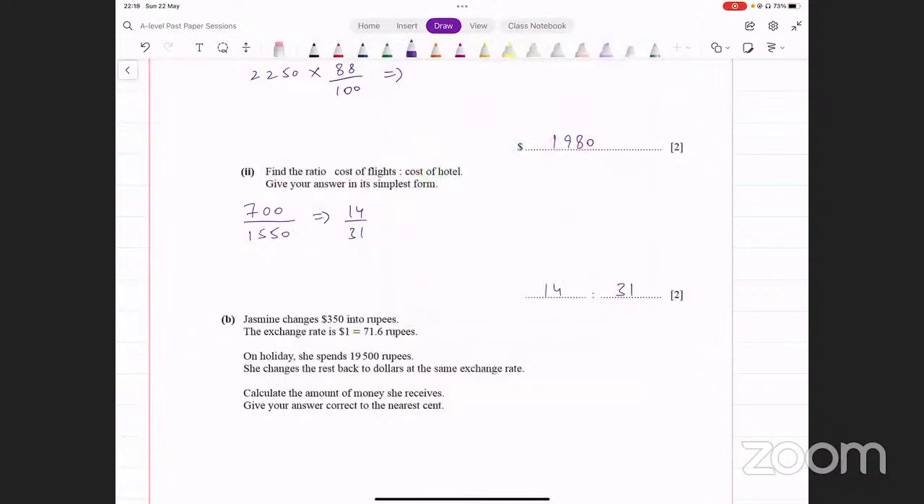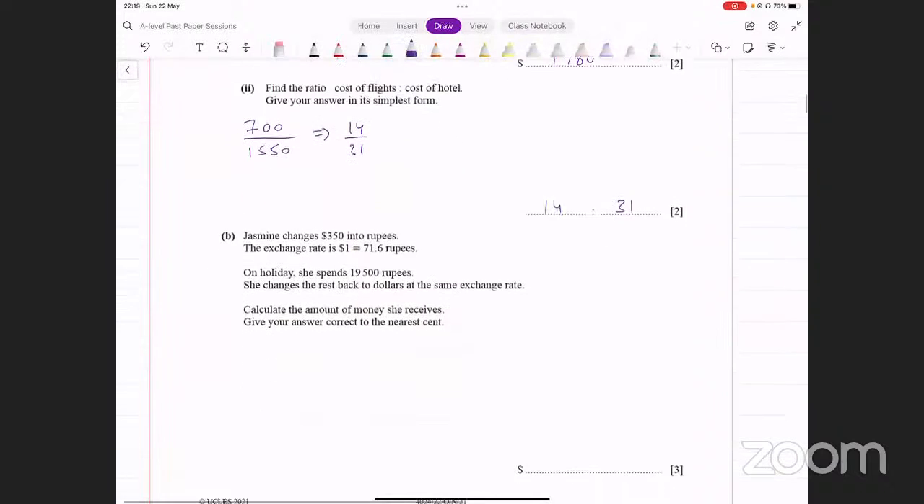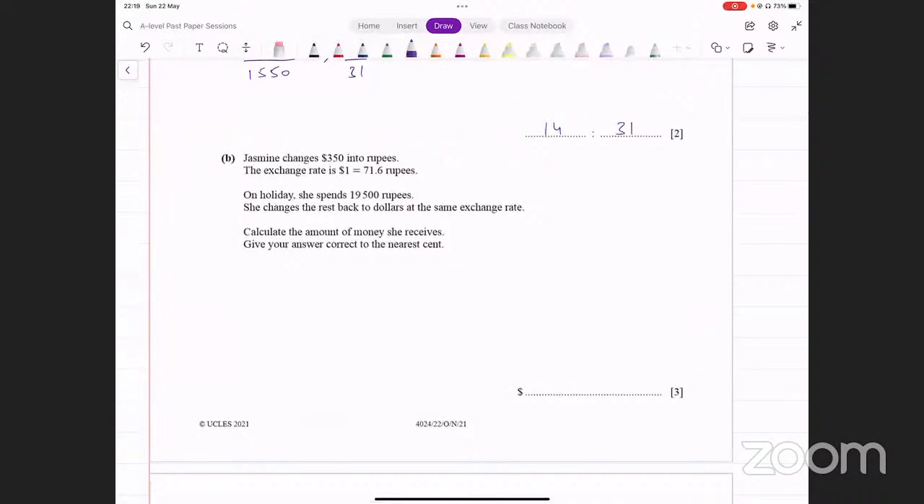Okay. Okay, let's move on to the next part. Now it says Jasmine changes $350 into rupees. The exchange rate is $1 to 71.6 rupees. ये उसने exchange rate दिया हुआ है आपको. Now on holiday, she spends 19,500 rupees. Okay, so out of these $350 जो उसने convert किए थे rupees के अंदर, उसमें से उसने 19,500 rupees spend कर लिए. Now she changes the rest back to dollars at the same exchange rate. तो बाकी जितने भी rupees में उसके पास जितने बच गए, उसने वापस dollars में convert कर लिए.